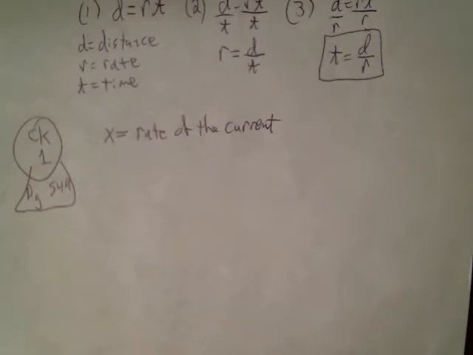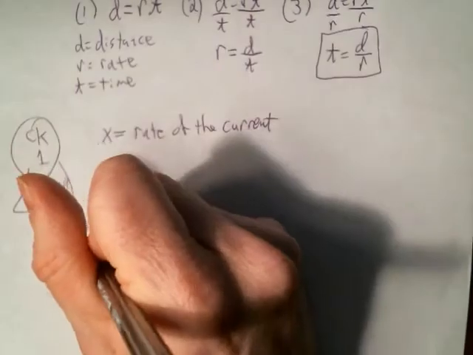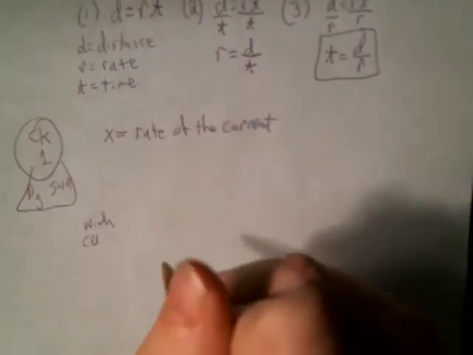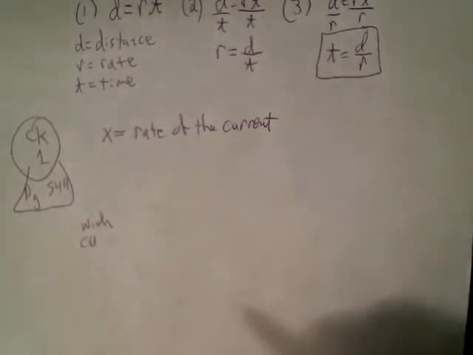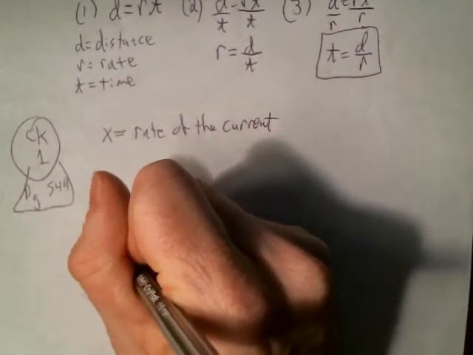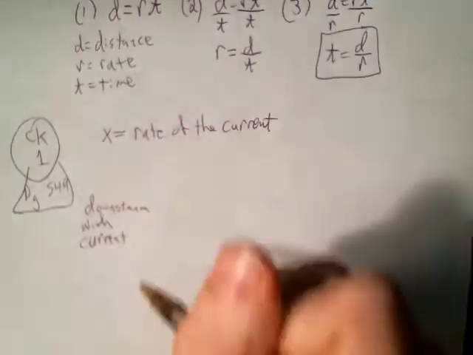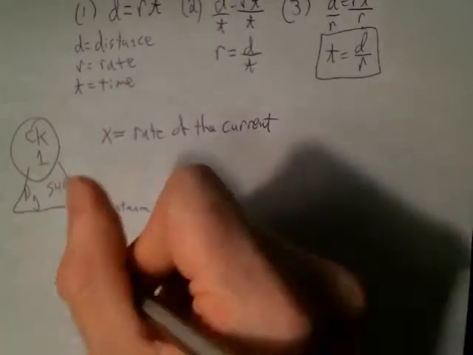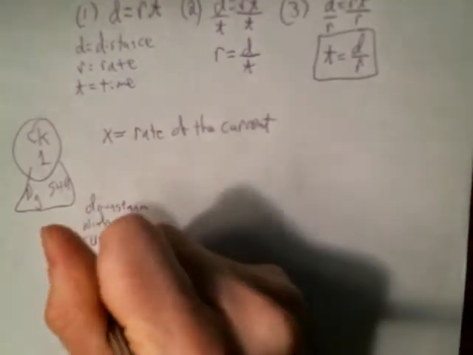So let's make a chart. There will be one row for going upstream and one for downstream. In still water, your average canoeing rate is 3 miles per hour. It takes you the same amount of time to travel 10 miles downstream with the current. So first you're going downstream. And then 2 miles upstream against the current. So upstream is against the current.